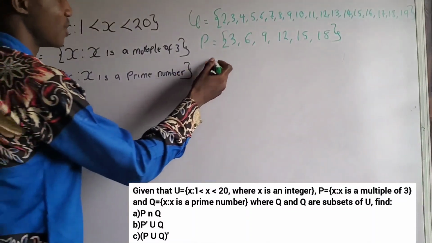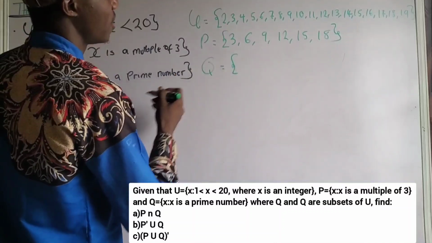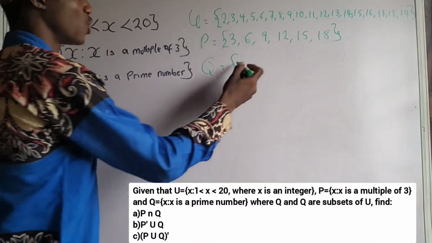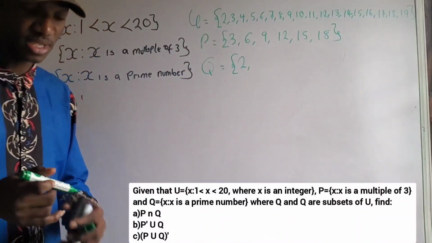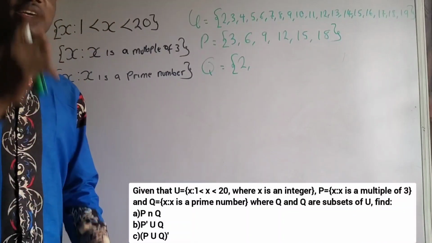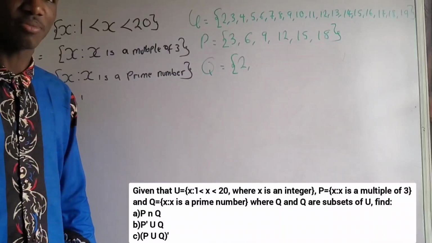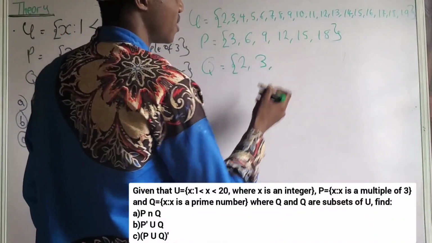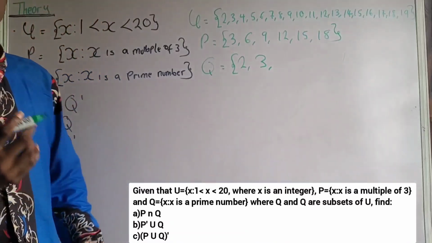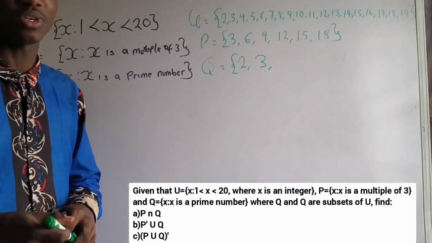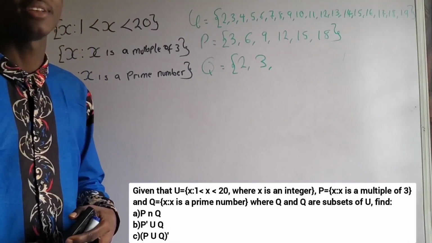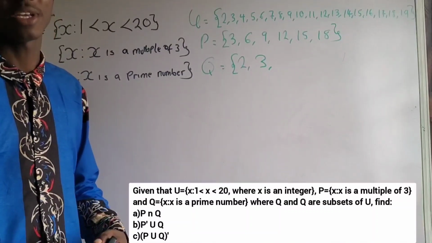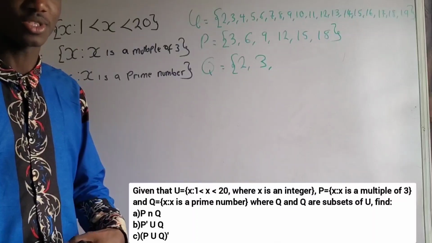Okay, so I'm going to have Q. The elements present in Q will include 2. 2 is a prime number, and the reason is simply because 2 is divisible by itself and 1 without remainder. Are you getting what I'm trying to say? 3 is also a prime number because 3 is divisible by itself and 1 without remainder. If you divide 3 by any other number, you are going to have a remainder. For example, if you divide 3 by 2, you are going to have a remainder.